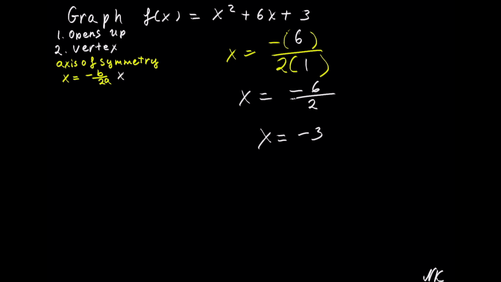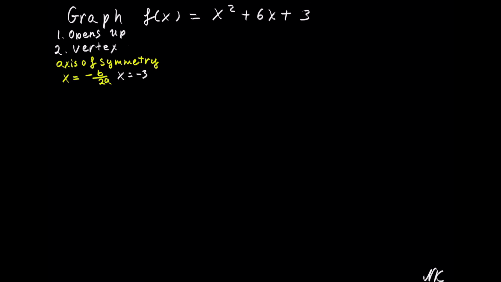So when x is equal to negative 3, we have a vertex. Right now we only have the x value of the point for the vertex, which is negative 3, and we still need to calculate the y value. In order to do so, we need to calculate f of negative 3 by plugging it into x squared plus 6x plus 3, and we substitute negative 3 instead of x.